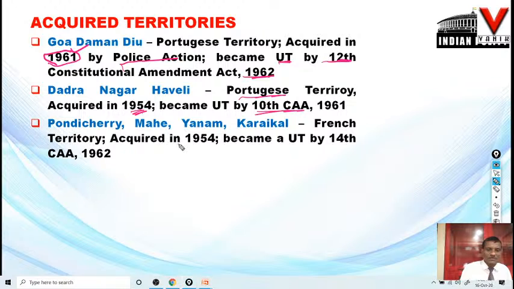French territory acquired in 1951: Pondicherry, Mahe, Yanam, and Karaikal. Out of these provinces, Mahe lies on the west coast, and the other three lie on the east coast. It became a union territory by the 14th Amendment Act 1966. Later, it was provided with a legislative assembly. So these are the things you have to remember.